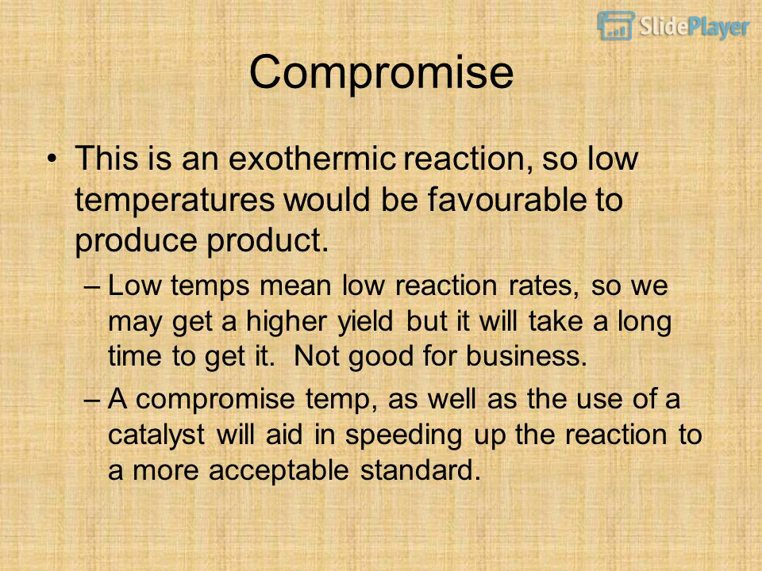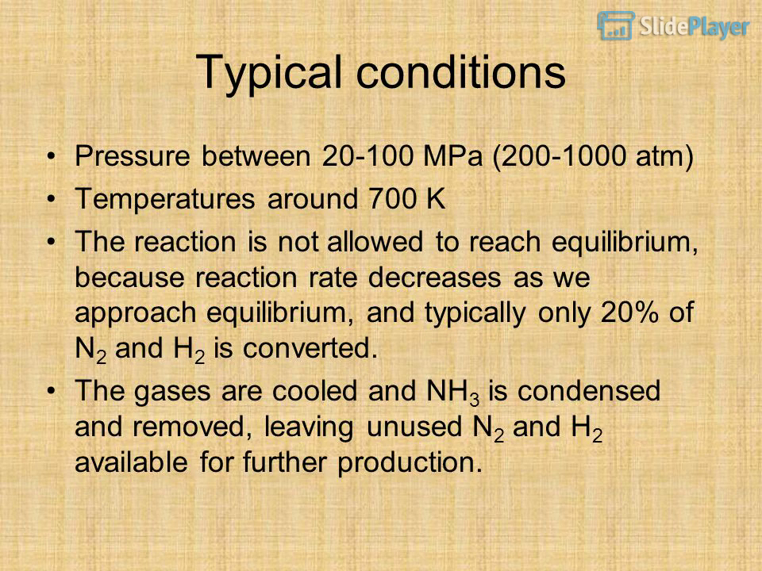A compromise temperature, as well as the use of a catalyst, will aid in speeding up the reaction to a more acceptable standard. Typical conditions: pressure between 20 to 100 megapascals, 200 to 1000 atmospheres, and temperatures around 700 K. The reaction is not allowed to reach equilibrium, because reaction rate decreases as we approach equilibrium, and typically only 20% of N2 and H2 is converted. The gases are cooled and NH3 is condensed and removed, leaving unused N2 and H2 available for further production.